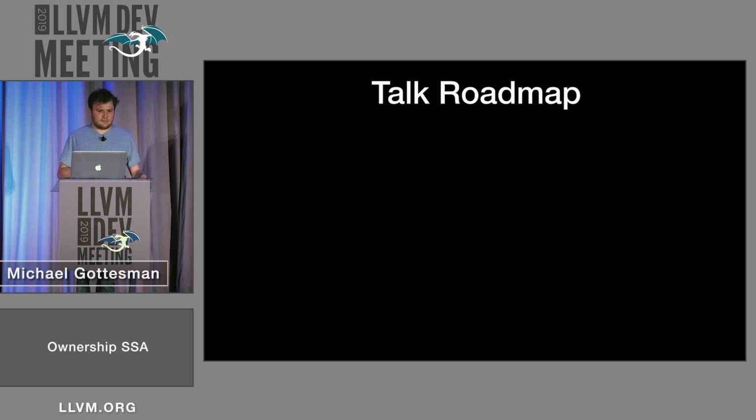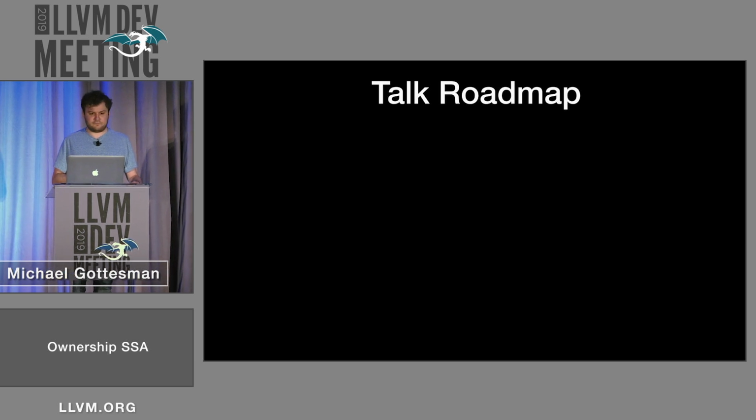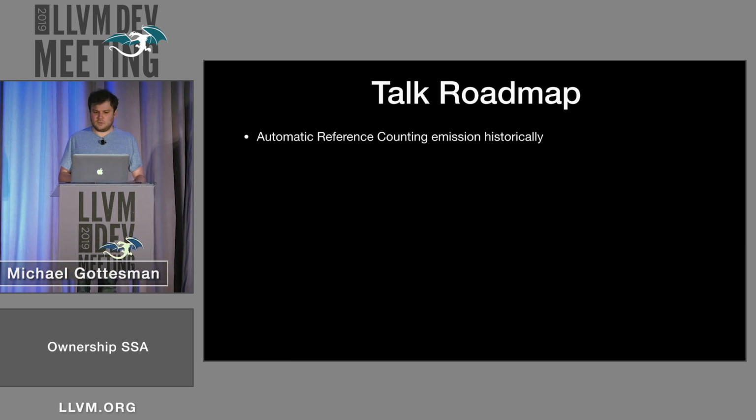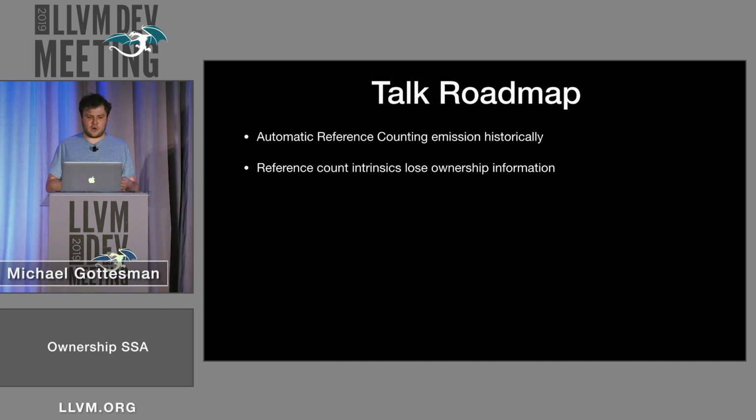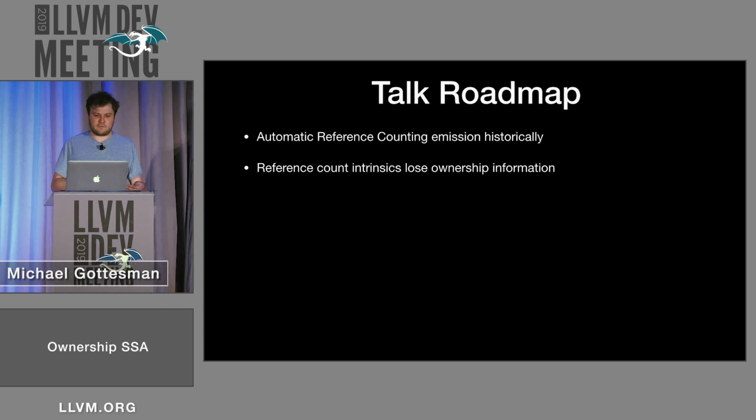Before we begin, let's set out a quick roadmap. First, we will explore the history of the development of automatic reference counting, or ARC, in Objective-C and Swift, and how ARC emission evolved from manual reference counting. Then, we will look at the limitations of this approach caused by its usage of intrinsics that cannot express ownership information known by the front end, resulting in this information being lost.